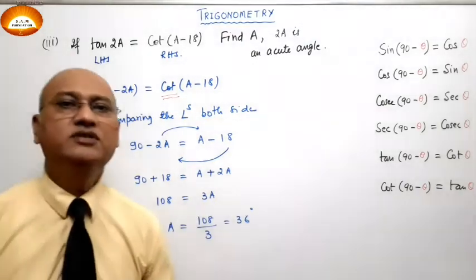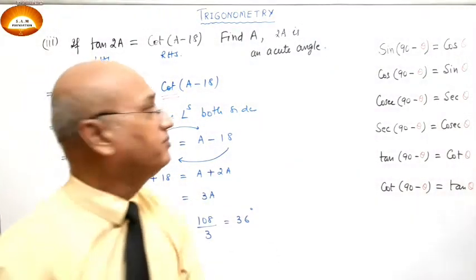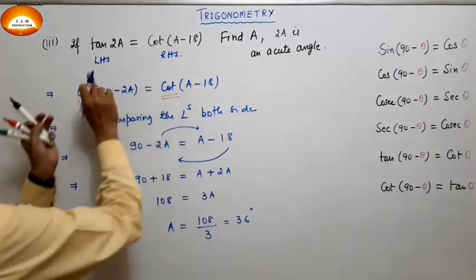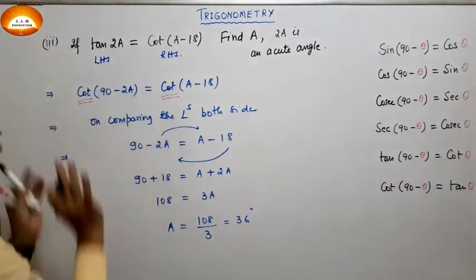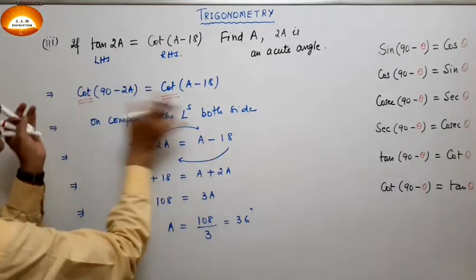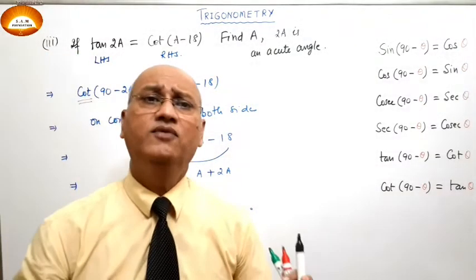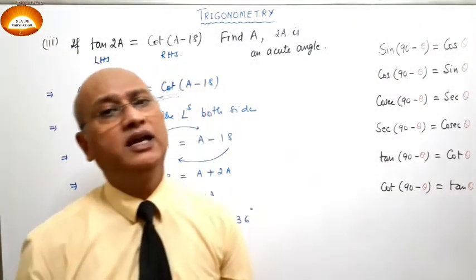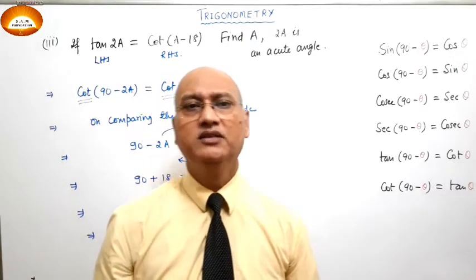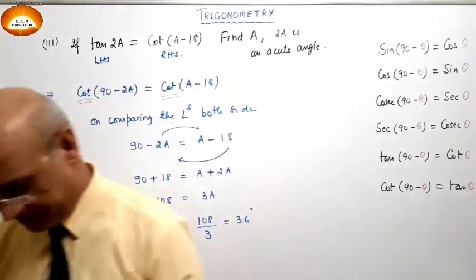So what you have to see in this type of question, the key step is how to make the trigonometric ratios the same on both sides. If you are able to make these trigonometric ratios the same, then these questions become very easy. You simply have to compare the angles and get the value of the angle. Okay, just go through it, then we'll move to the next question.